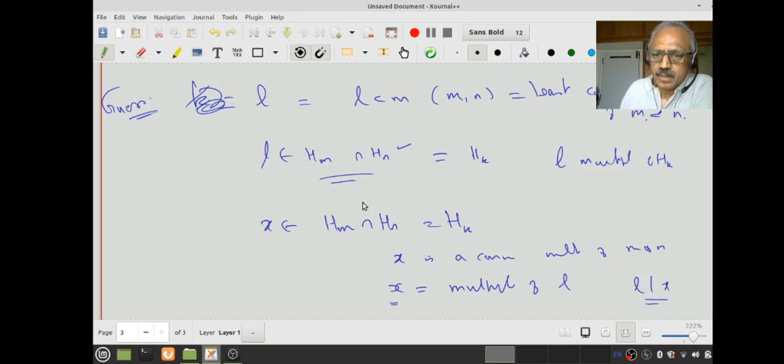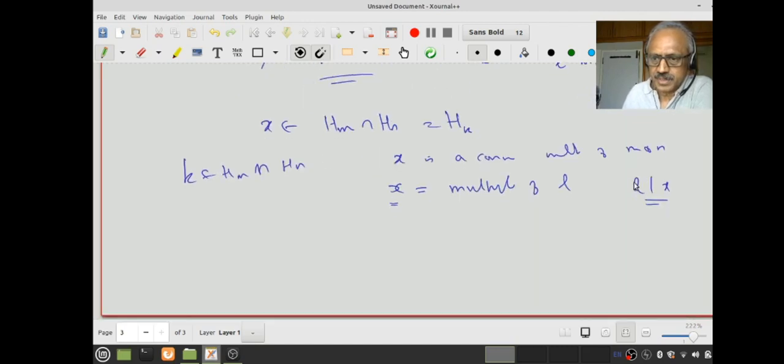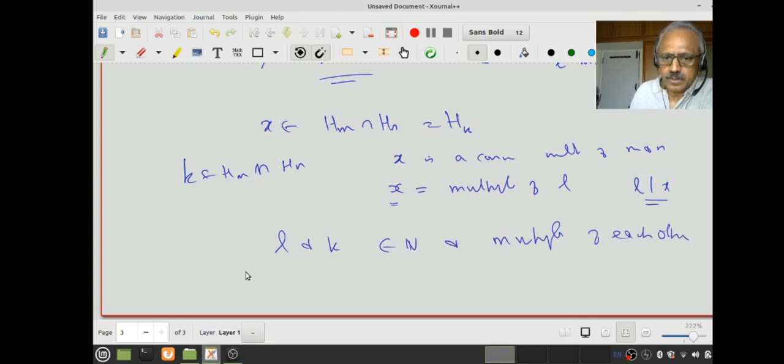Now notice that K also belongs to HM intersection HN. Therefore K must also be a multiple of L. But L is a multiple of K. Both are positive integers, right? So L and K both are in N, and are multiples of each other. Therefore L must be equal to K.